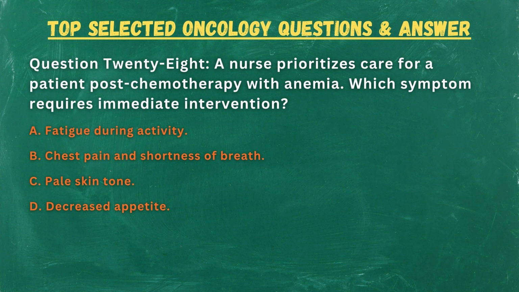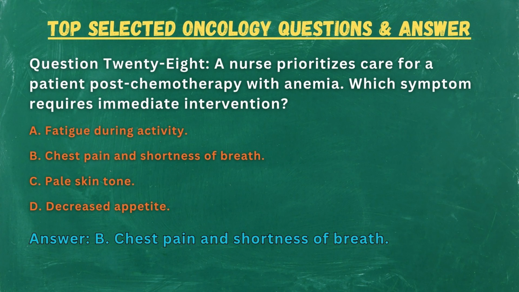Question 28. A nurse prioritizes care for a patient post-chemotherapy with anemia. Which symptom requires immediate intervention? A. Fatigue during activity. B. Chest pain and shortness of breath. C. Pale skin tone. D. Decreased appetite. Answer: B. Chest pain and shortness of breath.